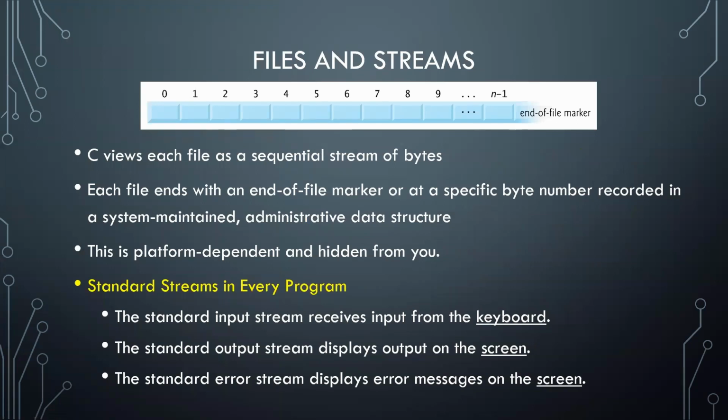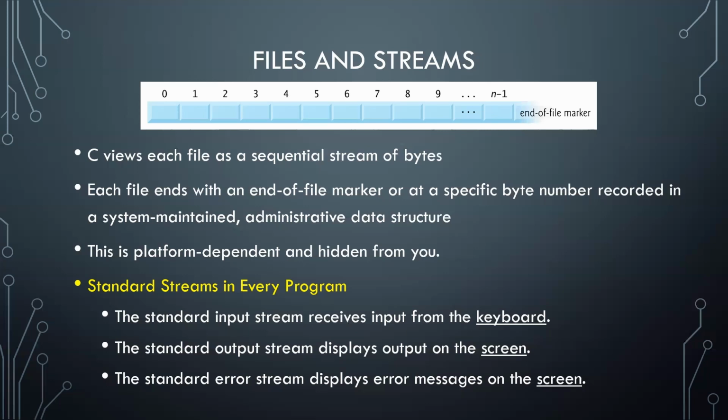So, files and streams. C views each file as a sequential stream of bytes. Just as if it were any other form of data, it is going to see it as a stream. Each file is going to end with some type of end-of-file marker, or at a specific byte number in which we know the number. So say I have information only through 0 through 10, I will know to stop at 10. We need to have that number in some sort of data structure or within the very beginning of that file. This is completely platform dependent and it's hidden from the user and the programmer.